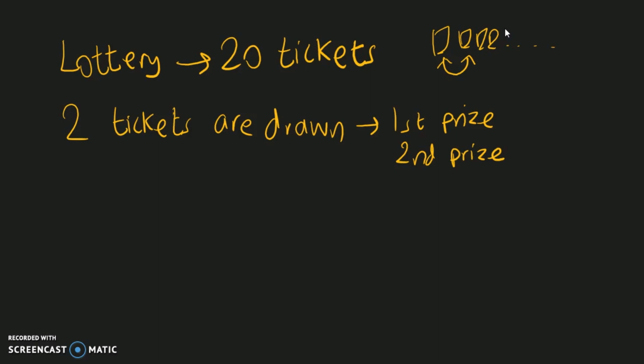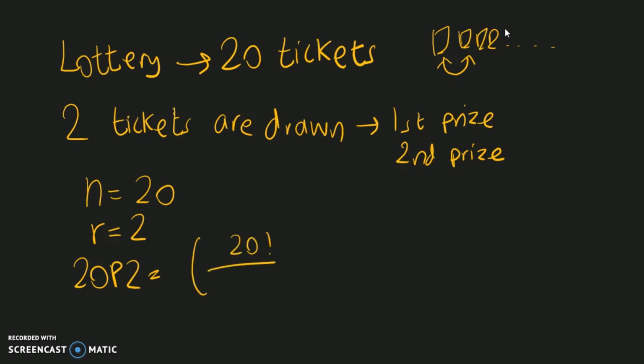So first step, identify the number of elements involved, which is 20. How many we want? We want 2. So we have 20P2. Out of 20 we take 2, and the P indicates that the order matters. So we have 20 factorial over 20 minus 2 factorial, which is 20 factorial over 18 factorial. If you use the calculator, you get the answer straight away, which is 380.